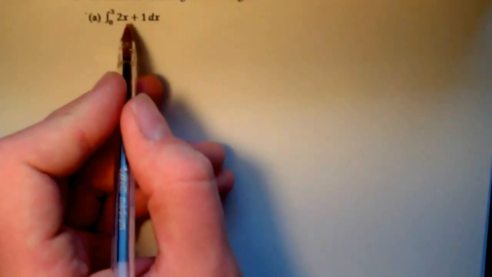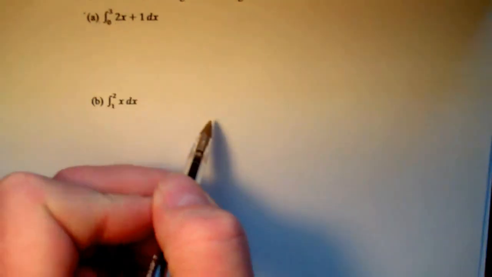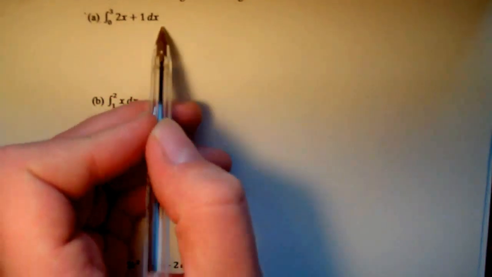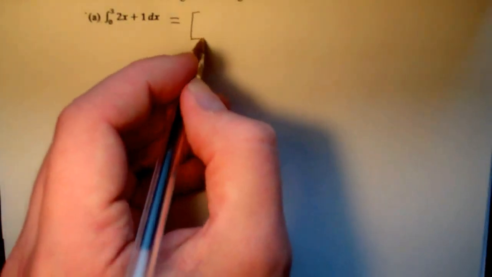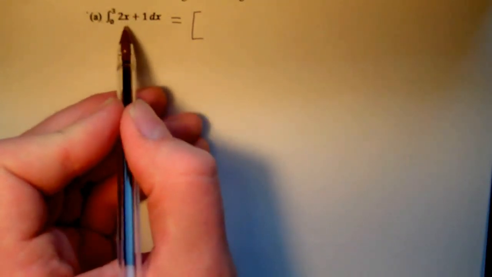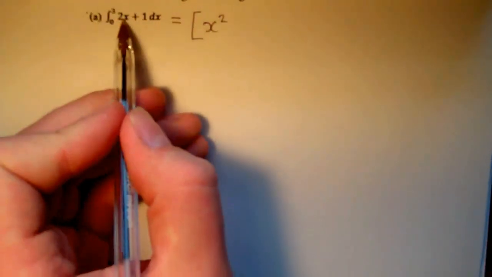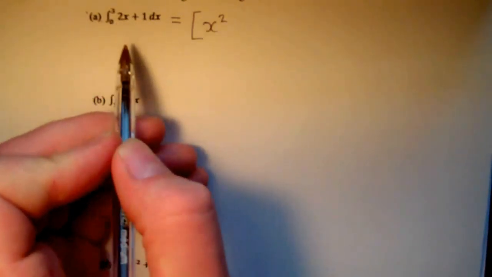Okay, so first we've got the limits of 3 and 0. 0 is always quite a nice limit, and the function is 2x plus 1 with respect to x. So the first thing that we do then is we integrate. Okay, so remember we do this in square brackets. So 2x goes to 2x squared over 2, so we get x squared. But we don't even need to work this out. This is one we can remember, right? 2x goes to x squared. Differentiate that, it goes to that.